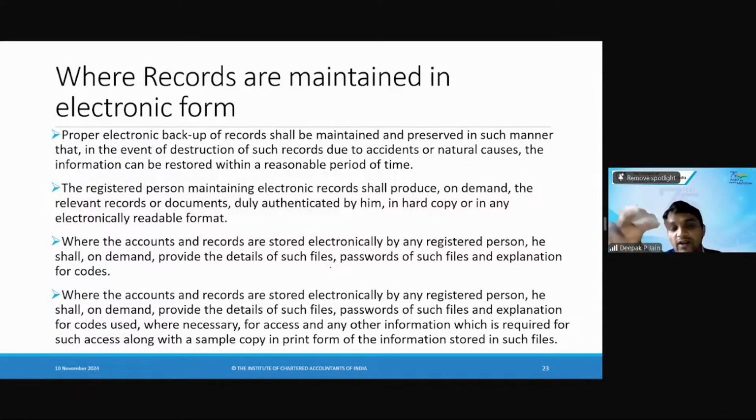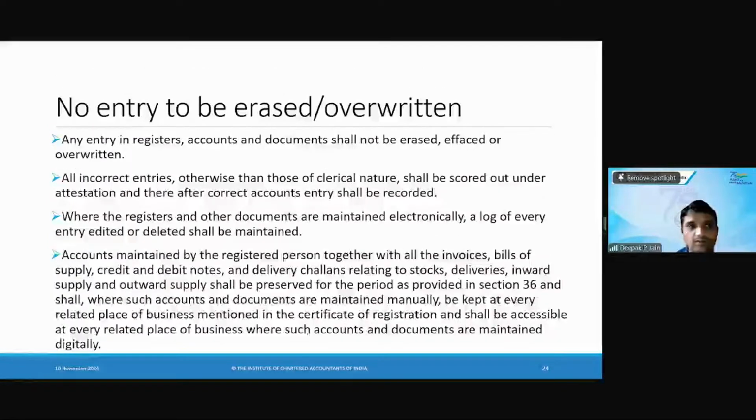With respect to what records and accounts. Where the accounts or records are stored electronically by any registered person, he shall on demand provide the details of such files, password or such files and explanations where necessary for access. जो उनको जो access चाहिए वो भी आप दे सकते हैं.